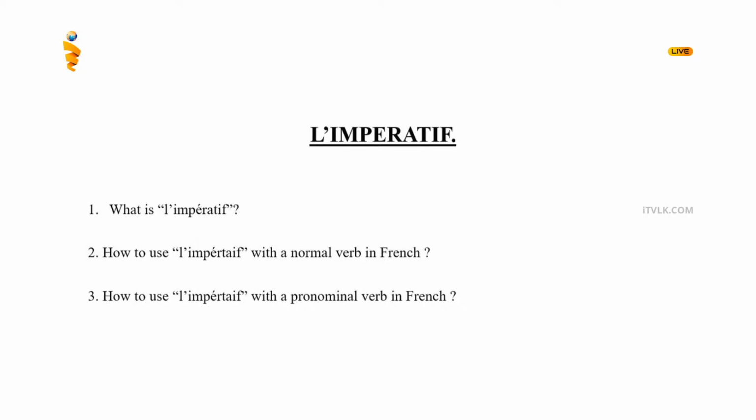So today's lesson is going to be imperative. Now this lesson will be explained to you under 3 subsections. That is, as you all can see, the first part will be to explain to you what is imperative. And in the second subsection, we will be learning how to use imperative with a normal verb in French. And the third topic will be explaining how to use imperative with pronominal verbs in French.